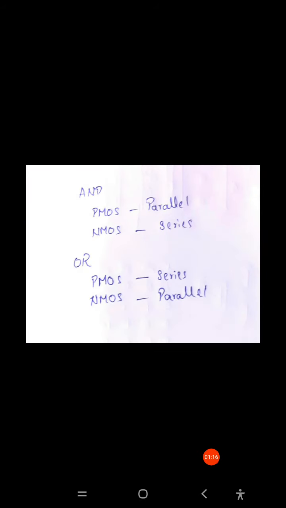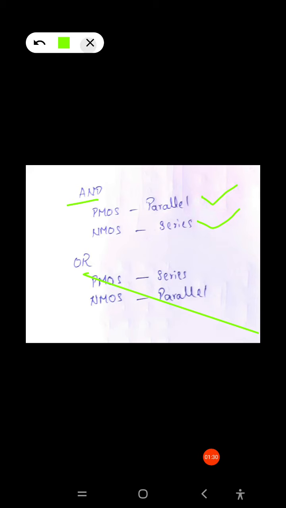To connect the circuit, remember these points. For the AND gate, the PMOS transistors should be connected in parallel, and the NMOS should be connected in series. And for an OR gate, the PMOS should be connected in series, and the NMOS should be in parallel. So remember this point. Based on this, we will design the CMOS AND-OR-invert circuit.